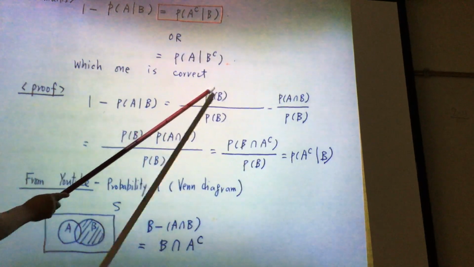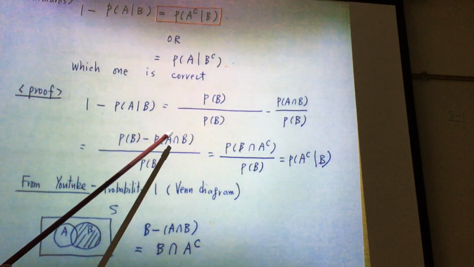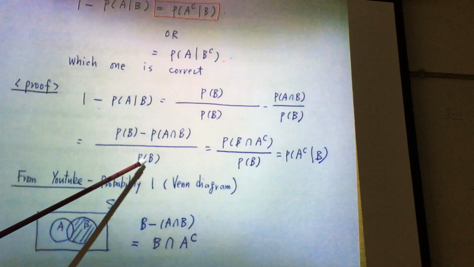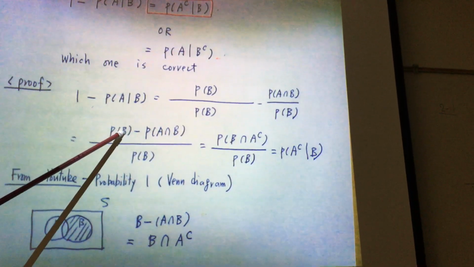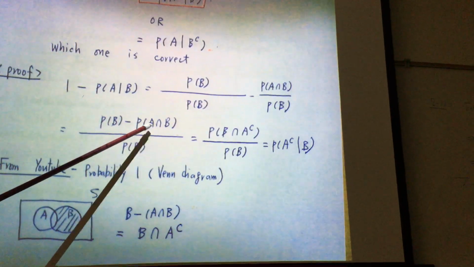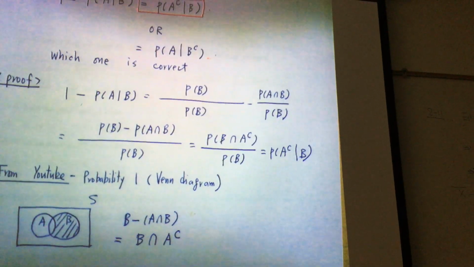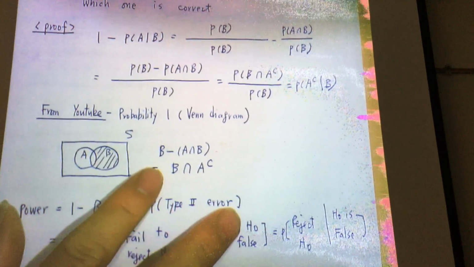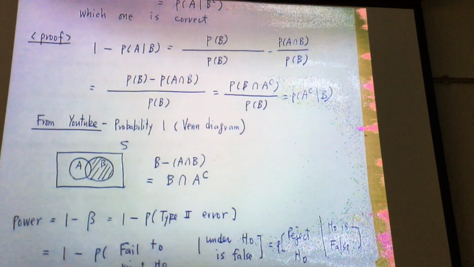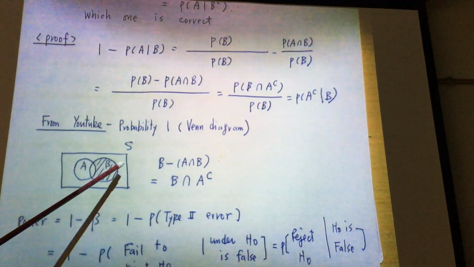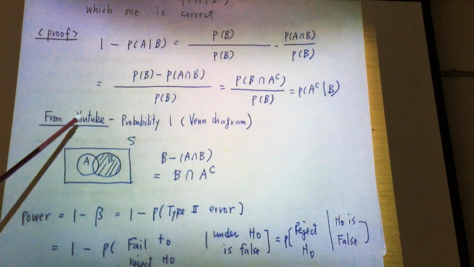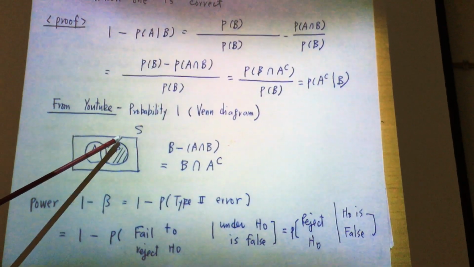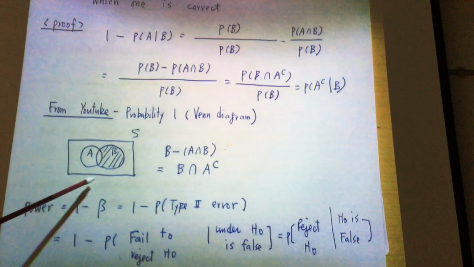Now, we combine them together. So this one will become PB minus what? PB minus P A and B, okay? And divided by PB. But what is this, probability B minus probability A and B? I think this one relates to a video. Probability 1 video. Let's look at this picture here, okay? From YouTube video, probability 1, about Venn diagram. I think this is the third of the 4 pictures in the video, right?